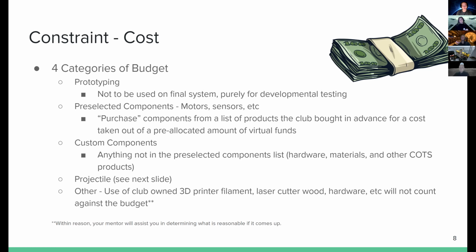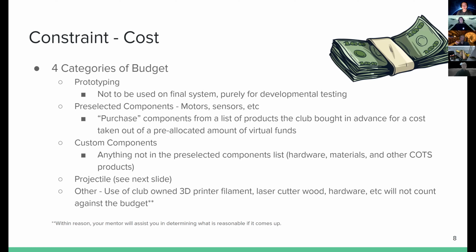So the first main category is prototyping. This is to buy components, hack together stuff, whatever, for developmental testing. It's not to be used on the final system. If you had something that worked particularly well that you really wanted to use on the final system, we could have a conversation about that. But the intent is not to go light on prototyping to then turn around and spend that money on actual stuff. We want you guys to be able to prototype. I realize that's difficult right now because we're not in person. That money is mostly going to be spent in the spring, but it's there for you guys when you do get to prototype.